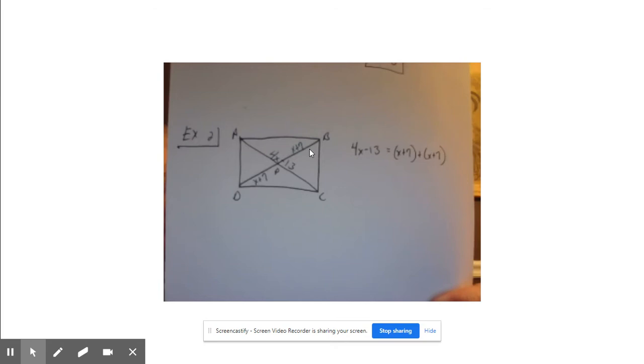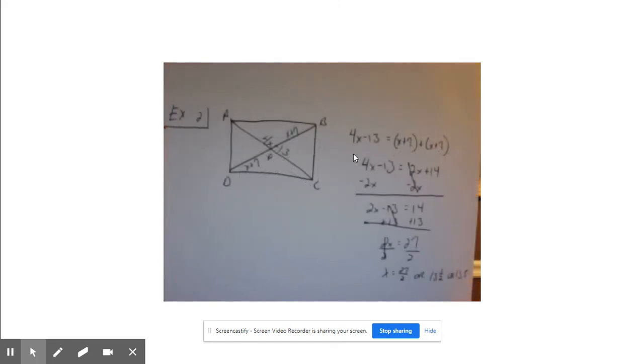Combine like terms on the right-hand side. You have x plus 7 plus x plus 7. So you have 2 x's. And then 7 plus 7 is 14. So just working my way through, I end up with 4x minus 13 equals 2x plus 14.